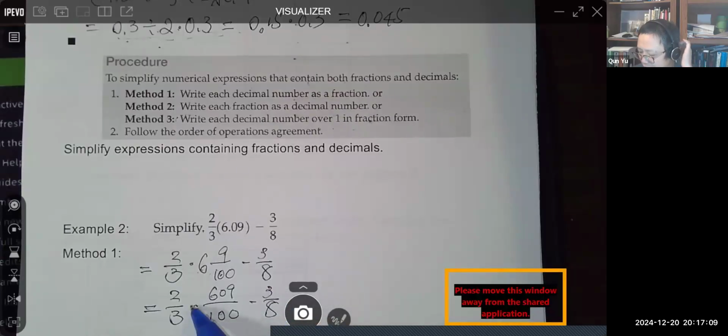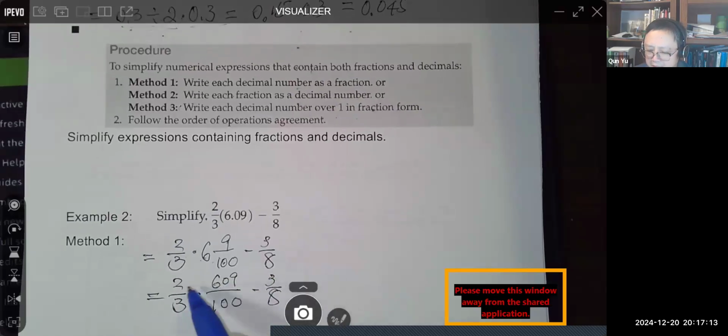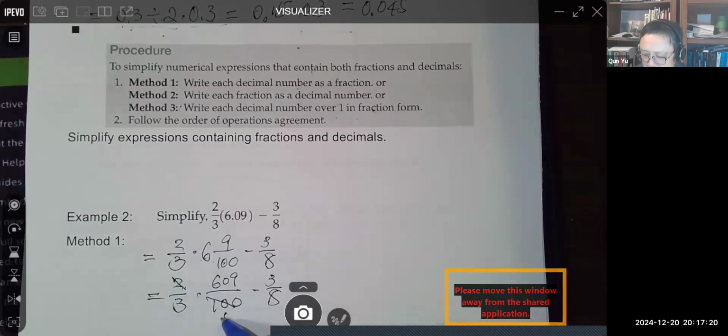Now, when we multiply fractions, we always try to simplify them first before we actually multiply. So you can see between 2 and 100, we can cancel 2, get 50 on the bottom. Basically, divide both numbers by 2. 2 divided by 2 is 1. 100 divided by 2 is 50.